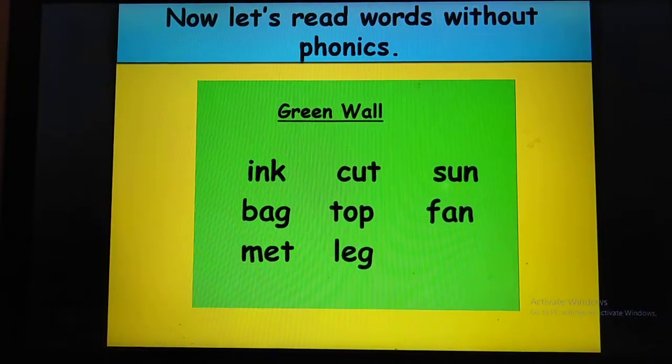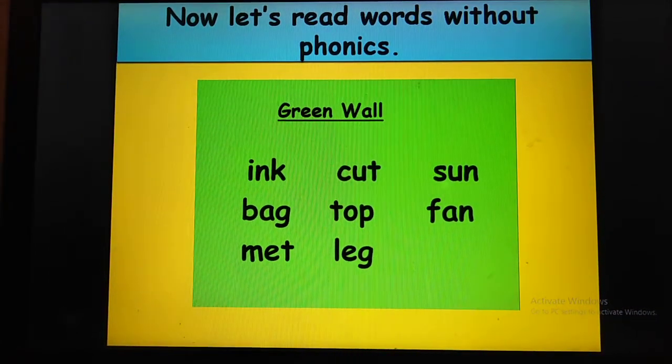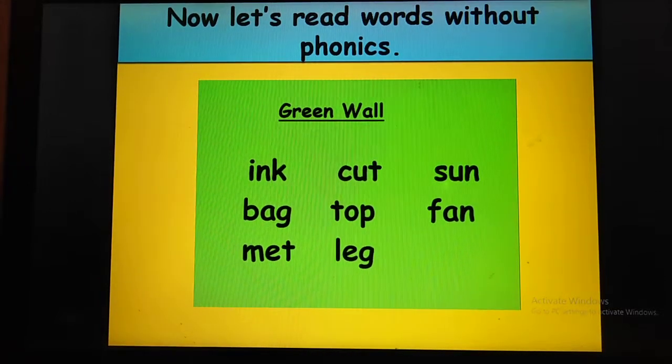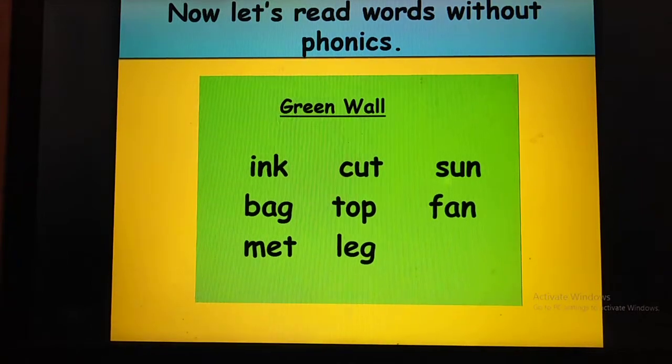So my dear students, there isn't any written task for you. You are just going to practice the words by saying the sounds, by blending them, and read with your mom at home when you have your spare time.